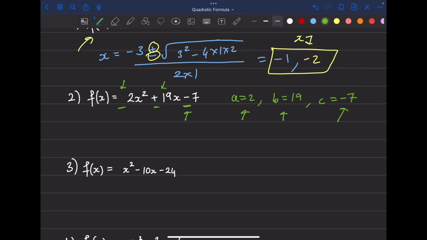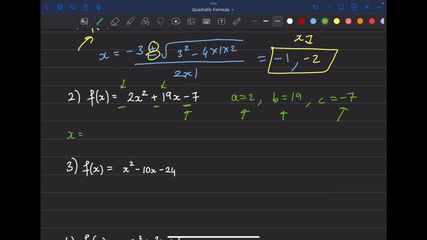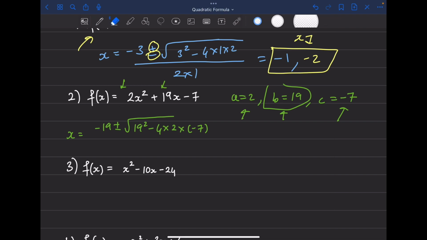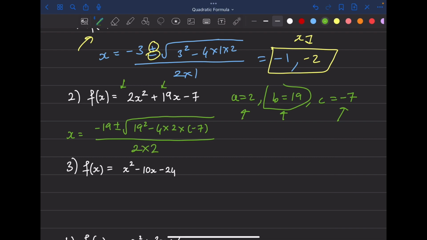So first of all, I'm going to write it here. x is equal to negative b, which is negative 19, plus minus the square root of 19 squared minus 4 times 2 times negative 7. I'm going to erase some of these arrows and make the square root sign look a bit better. And then all over 2 times 2, because it's 2a, and a is equal to 2, so 2 times 2.